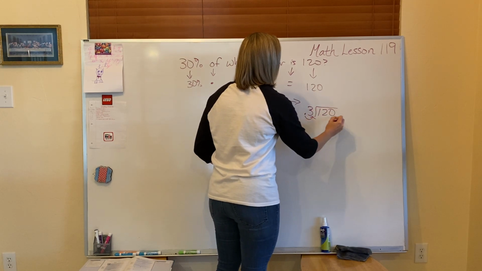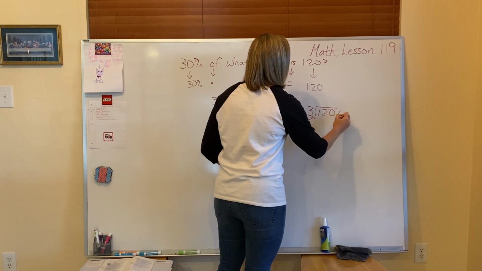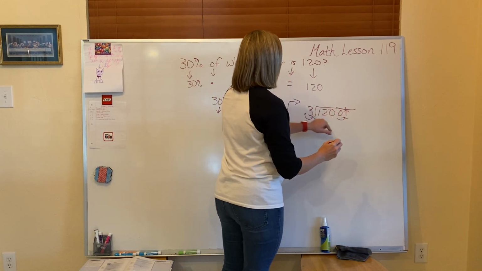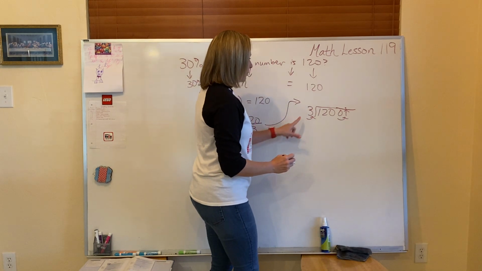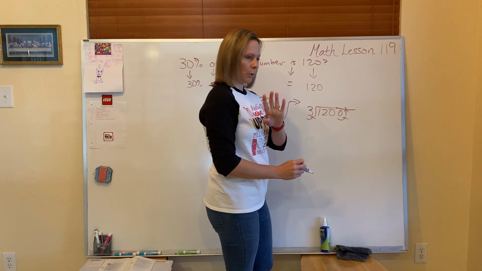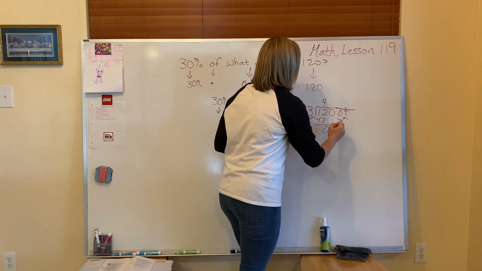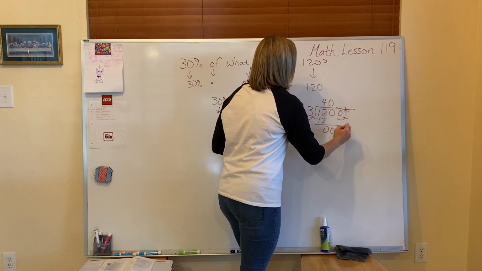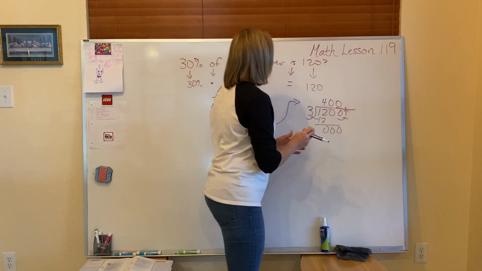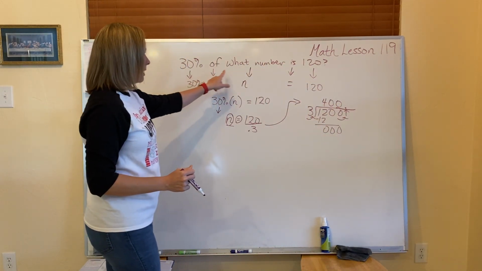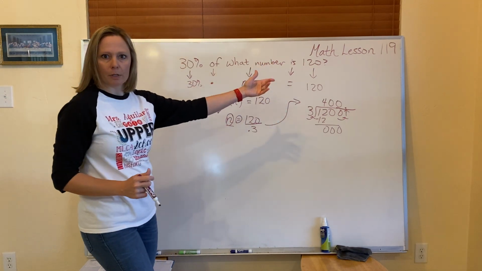So we'll move our decimal over one spot and put it up. So 3 goes into 12 4 times. We bring our zeros down and we end up with 400. So our answer is 30% of 400 is 120.